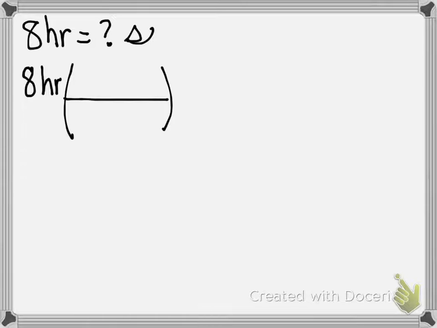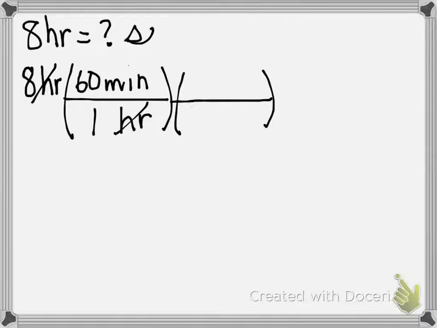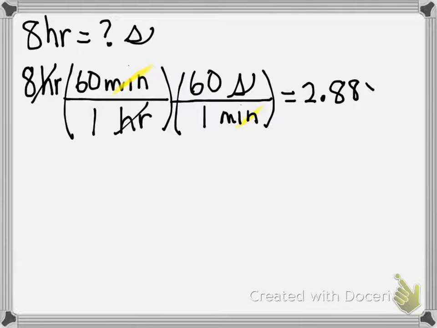Well, I think all of us know the relationship between an hour and a minute. 1 hour is 60 minutes. Because minutes is in our numerator, it has to go in our denominator. So minutes and seconds. 1 minute is 60 seconds. So mathematically, we're going to take 8, multiply it by 60, and multiply it by 60 again. When you do that, you should end up with an answer of 2.88 times 10 to the 4th seconds.